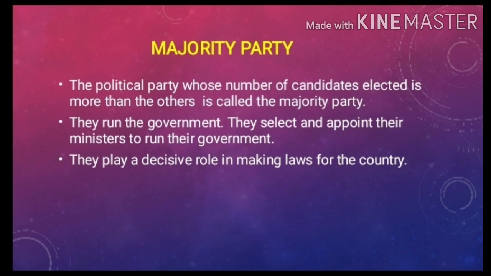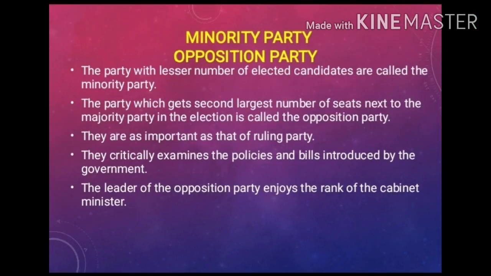So for example, if a political party wins 200 places out of 234, that party becomes the ruling party and the majority party, and they run the government, and that party will appoint ministers to do the functions for the people properly. They play a decisive role in making laws for the country. Minority party, opposition party.